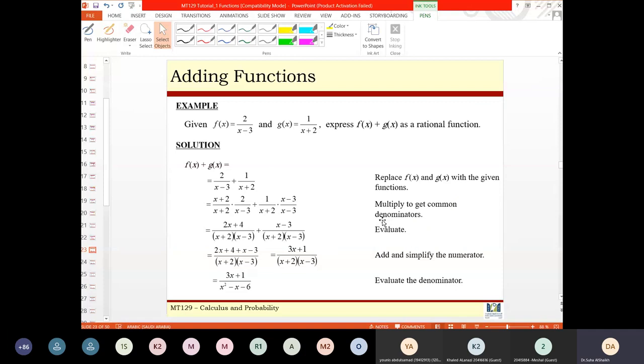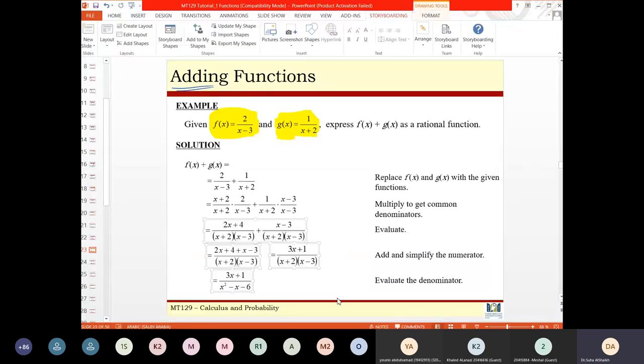Now the next thing, they want us to find adding of a function. Adding a function simply means that we combine two functions together. They are giving you two examples. The first function is f of x equal to 2 over x minus 3. The second function is g of x equal to 1 over x plus 2.